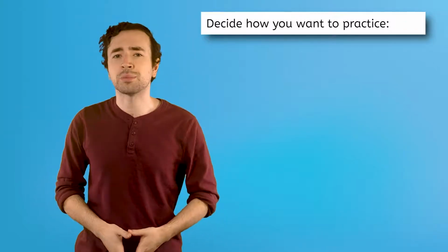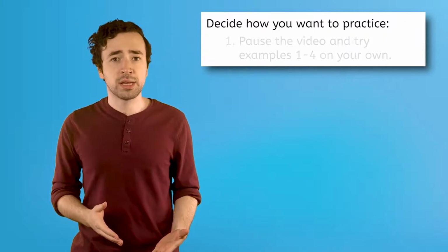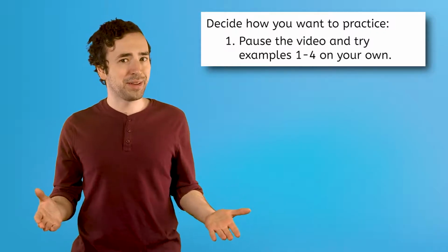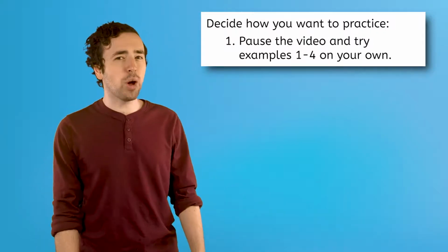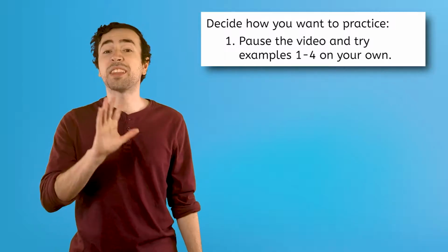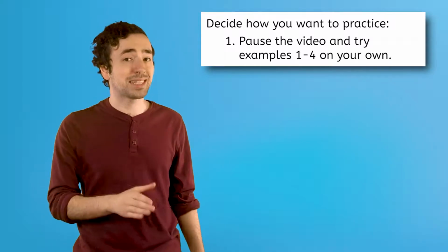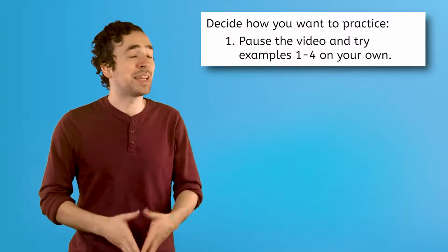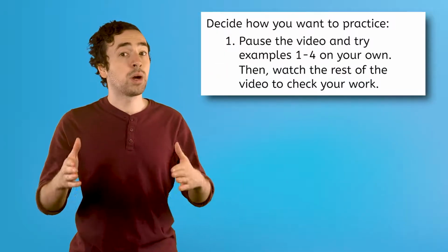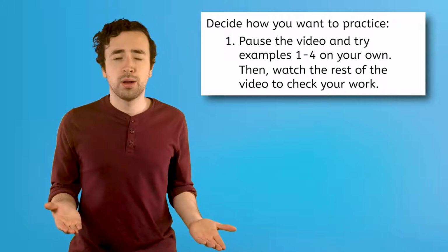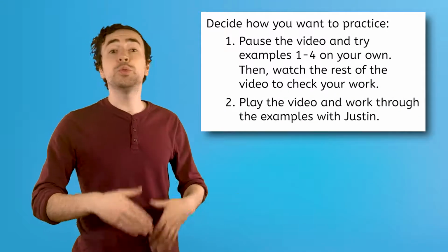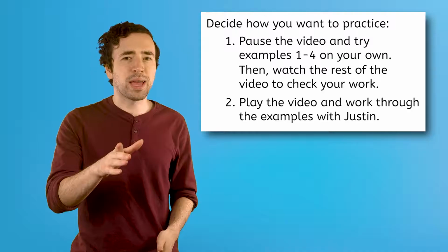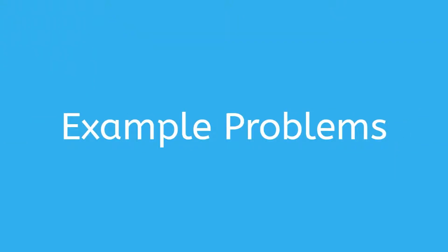You already know the strategies you need to tackle these problems on your own. Decide how you want to practice adding and subtracting positive and negative fractions. Option 1, feeling confident? Pause the video and try examples 1 through 4 on your own. Apply the same rules we used for integers and decimals to add and subtract positive and negative fractions. Then watch the rest of the video to check your work. Or option 2, if you'd like to see some examples first, keep the video playing and we'll work through the examples together. All right, let's try those example problems.